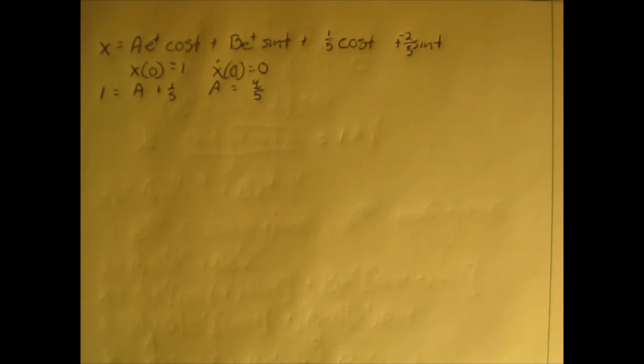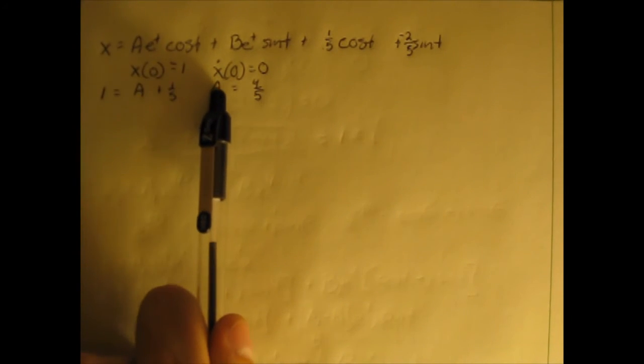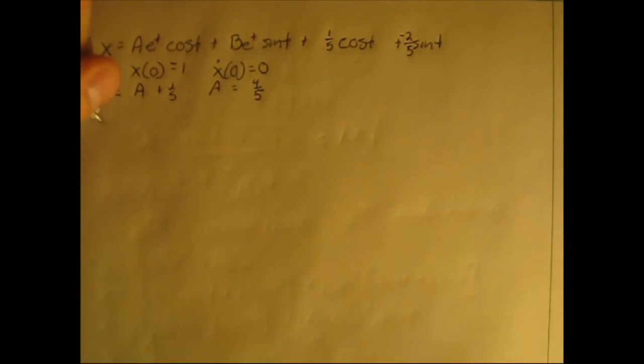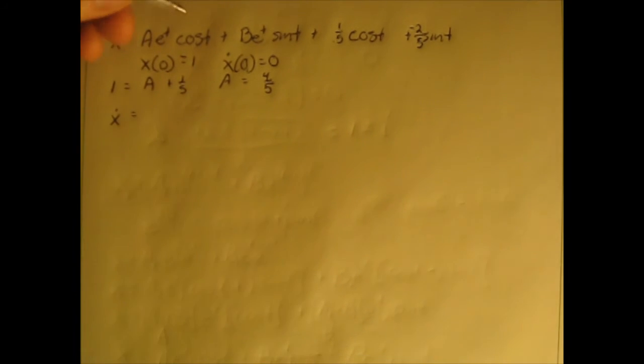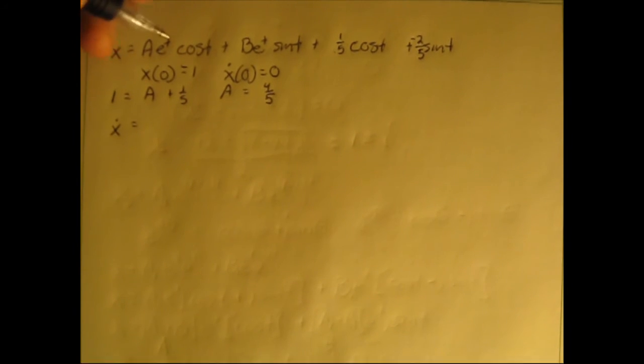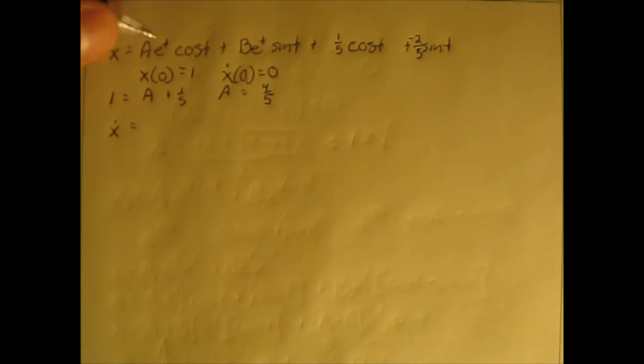Now the second one we need to do is take the derivative, because remember we have x dot of 0 is 0. So now we need to go ahead and find what the derivative of that is. So let's go ahead and find the derivative. So x dot equals, we know that when we take the derivative of e to the, it's always going to be e to the whatever power. So let's just pull this coefficient out first. So we have a times e to the t, we'll leave this one alone and take the derivative of that one. So e to the t, derivative of cosine is negative sine.